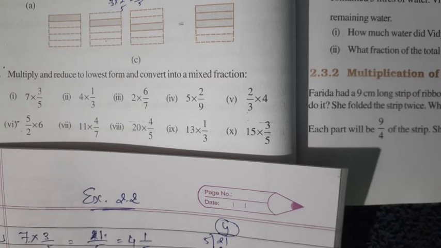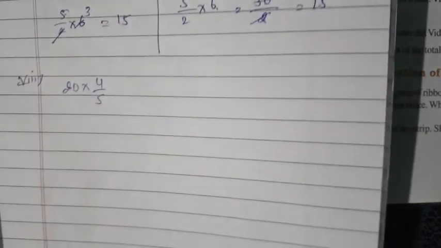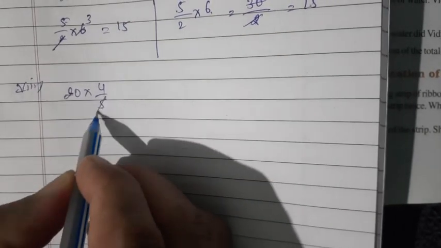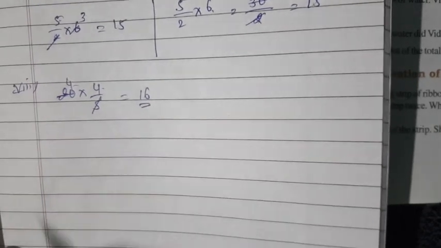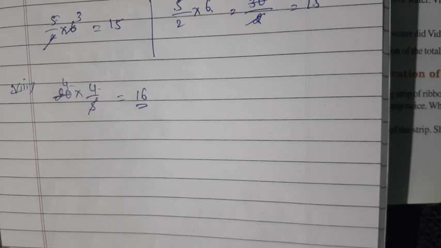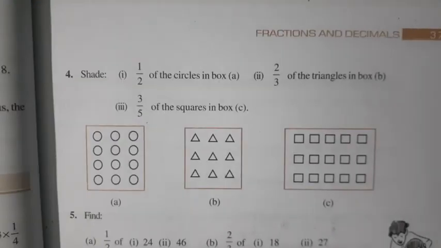Okay, next one is number 8. Look, 20 into 4 upon 5. Same here, 5 fours are 20, and 4 fours are 16. Your answer is 16. So easy. Okay, now next one, question number 4.